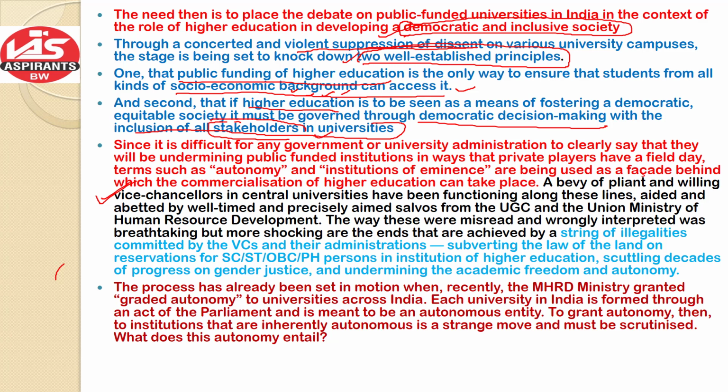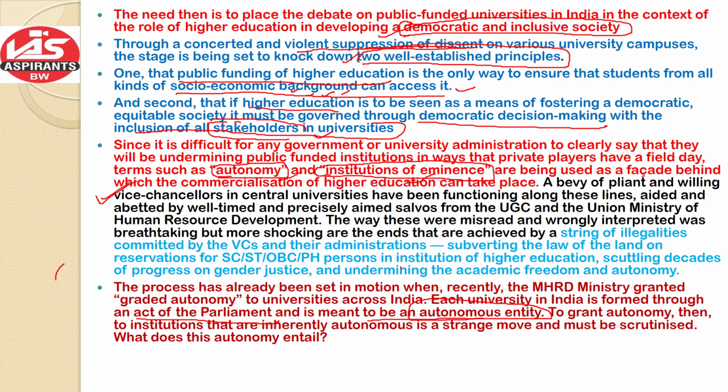And recently, the Ministry of HRD has given terms like autonomy to the institutions and institutions of eminence. The author says it's not needed because they are already autonomous, right? Why? Because each of these universities is formed through an act of parliament, so they are meant to be autonomous entities. So why are we labeling them as autonomous or institutions of eminence? In actuality, the power resides with the vice chancellors of the universities.